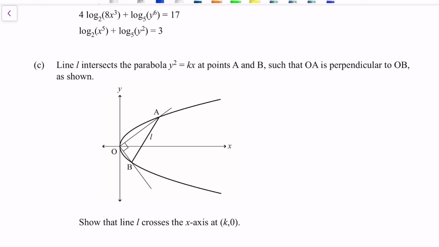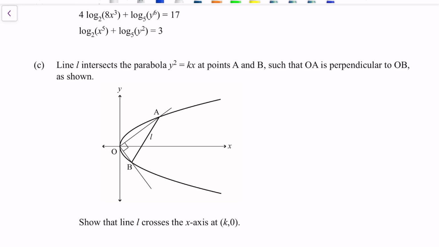We know how the slopes of OA and OB relate because they're perpendicular lines. And then we need to find the coordinates of A and B, find the line between A and B, kind of like we did for the very first part of this question, and then find the x-intercept of that line. So that was my thinking.